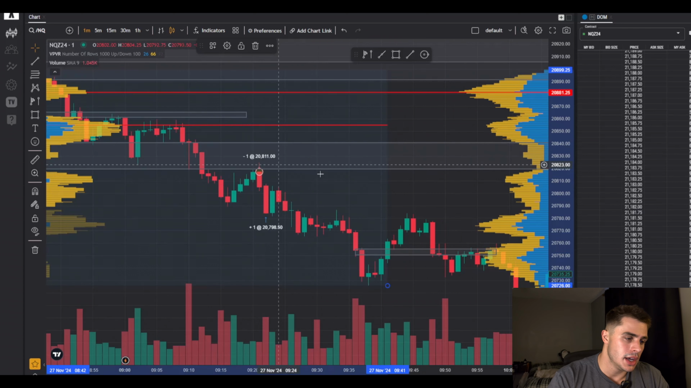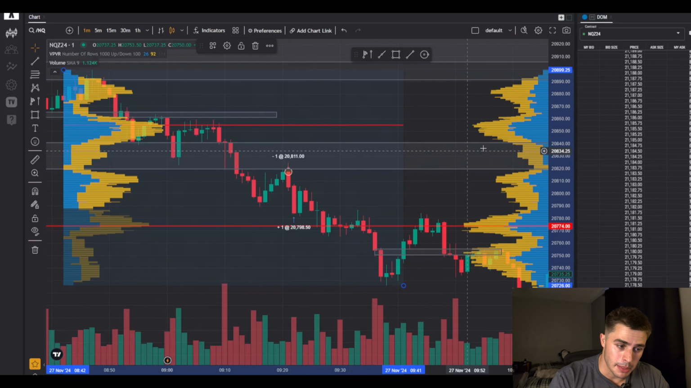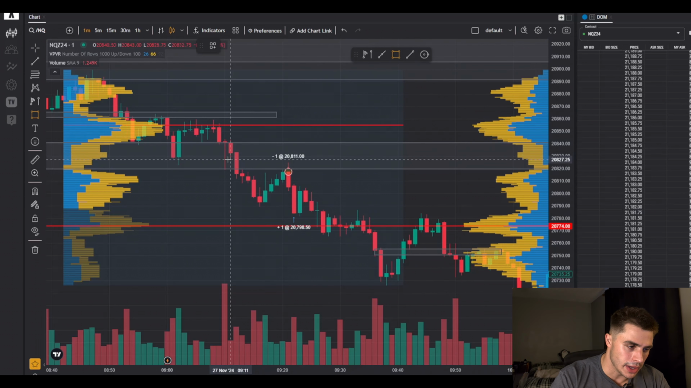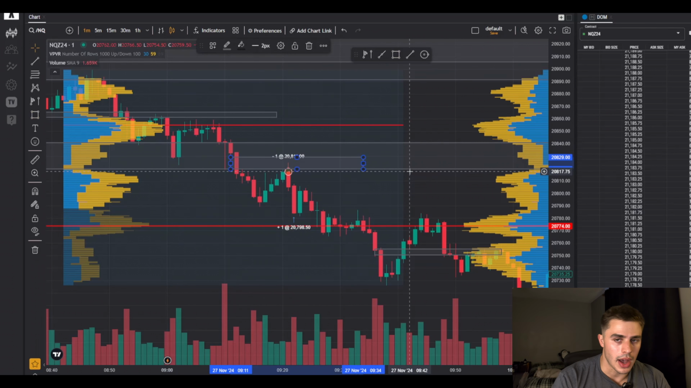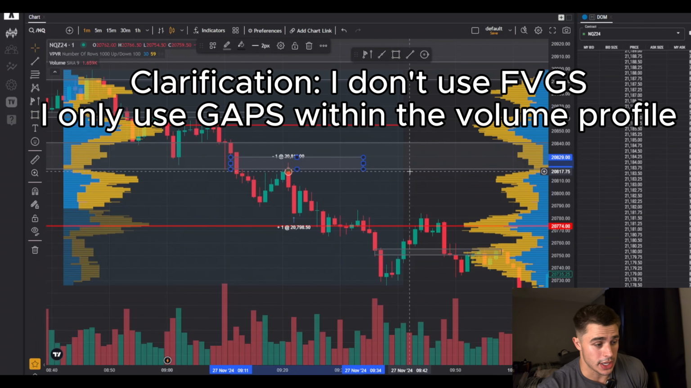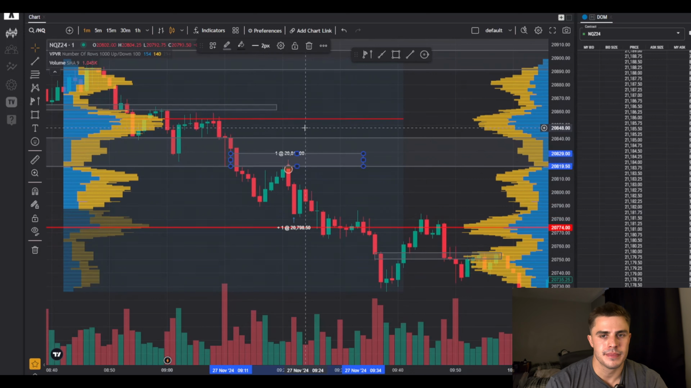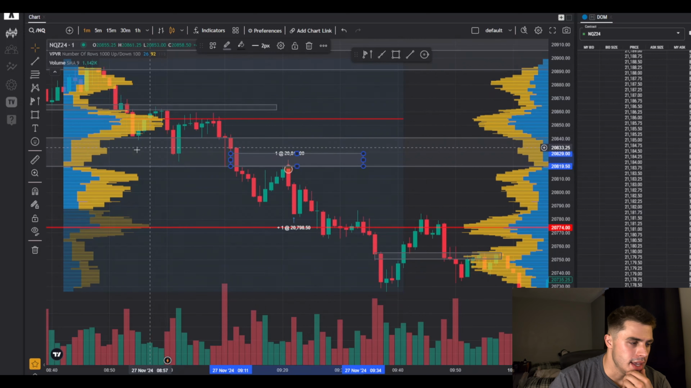For instance, I ended up taking a trade off of a gap. This larger gap here is from a higher time frame. There is a smaller gap, if you don't see it, it's going to be right here. Now, I don't use these at all. I pay zero attention to gaps. It wouldn't matter if there was a gap there or not, but it happens to line up with the fair value gap. So what I was looking at is the gap here on the volume profile.